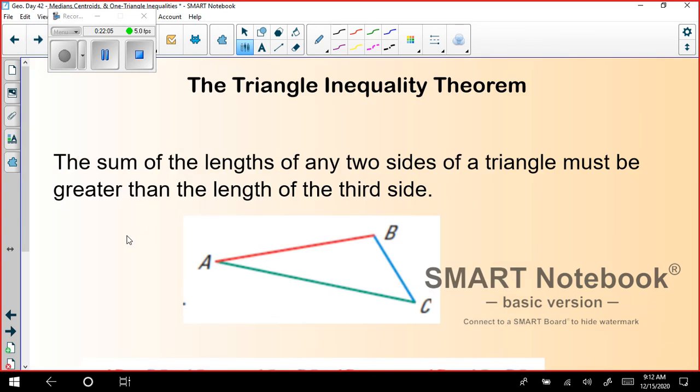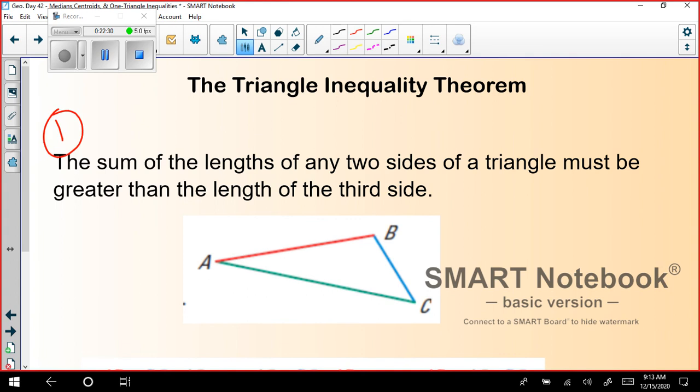Okay, triangle inequality theorem. So we saw the triangle inequality properties, two of them. Now we are seeing the theorem. Using this, we'll be solving some more problems in the next few slides. So just see this particular theorem. The sum of the lengths of two sides of a triangle must be greater than the length of the third side. This is your first theorem.